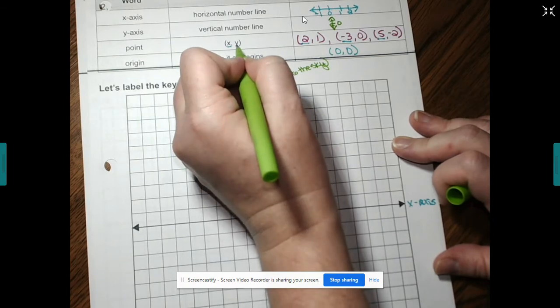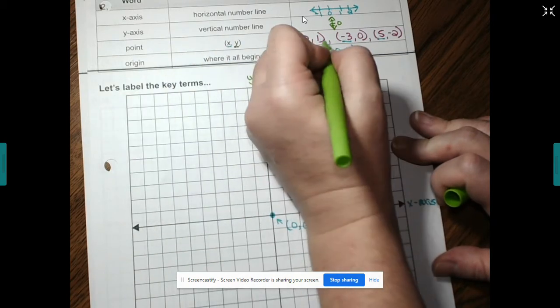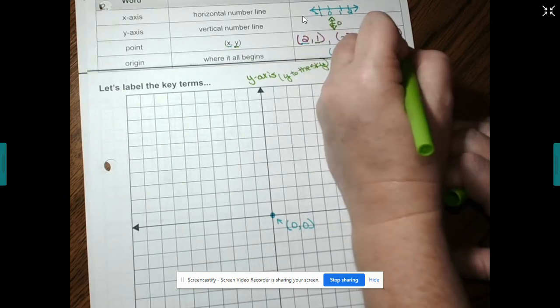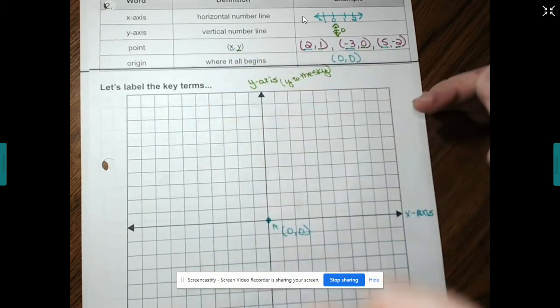And then we know that the second point is our y value. So we know our y value here is 1, our y value here is 0, and our y value here is -2.